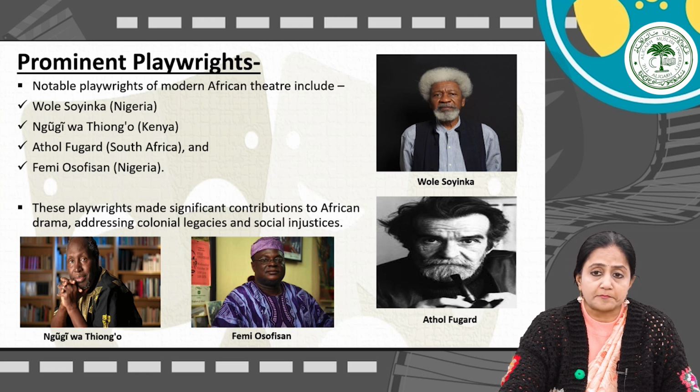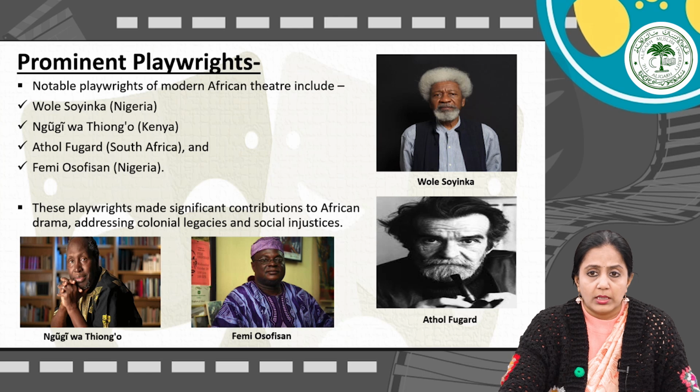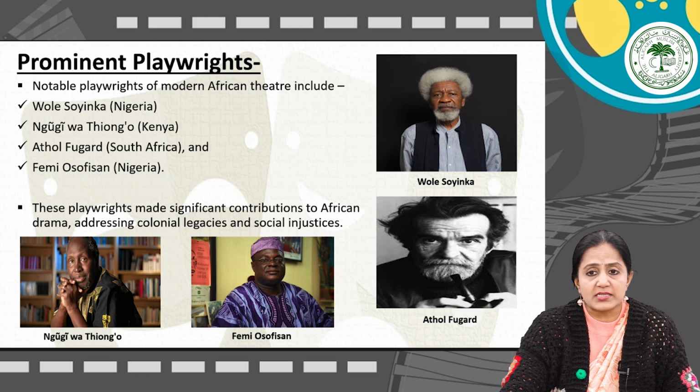I can tell you that Wole Soyinka, who is one of the biggest writers of Africa, is known for his plays, poems, and essays. He was born in 1934. He became the first African Nobel laureate. That was in 1986. His works often explore themes of political corruption, oppression, and the clash between tradition and modernity. His notable plays include Death and the King's Horseman, The Trials of Brother Jero, and A Dance of the Forests.